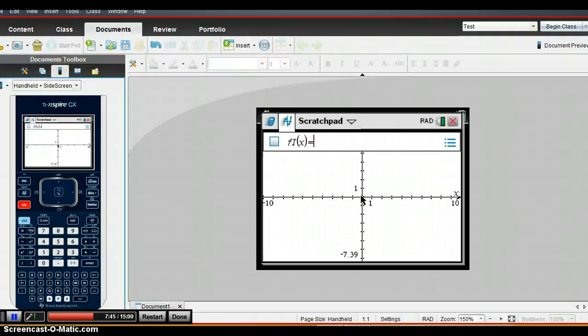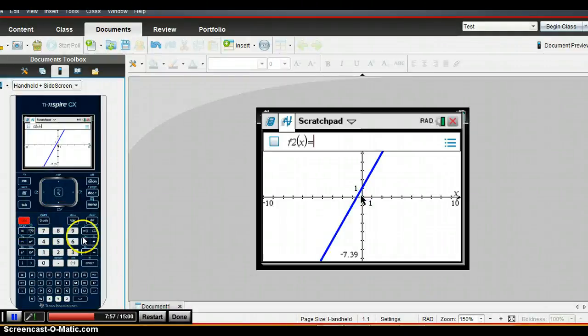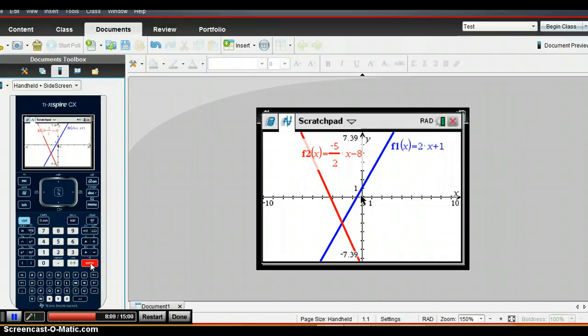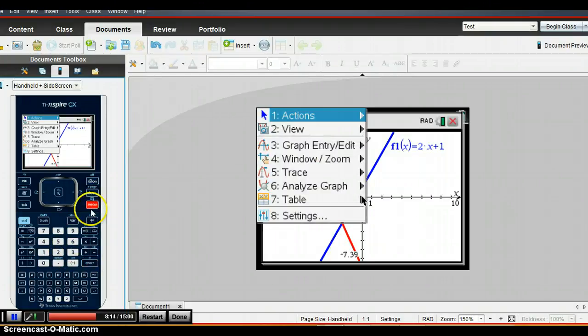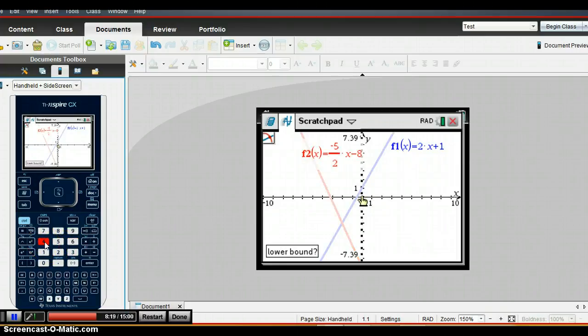So we have 2x plus 1. And then we also have -5 over 2, so control divide, -5 over 2 x minus 8. Enter. Alright, so once you've done that, now we go through those steps. So menu, we want 6, analyze graph, 4, intersection.